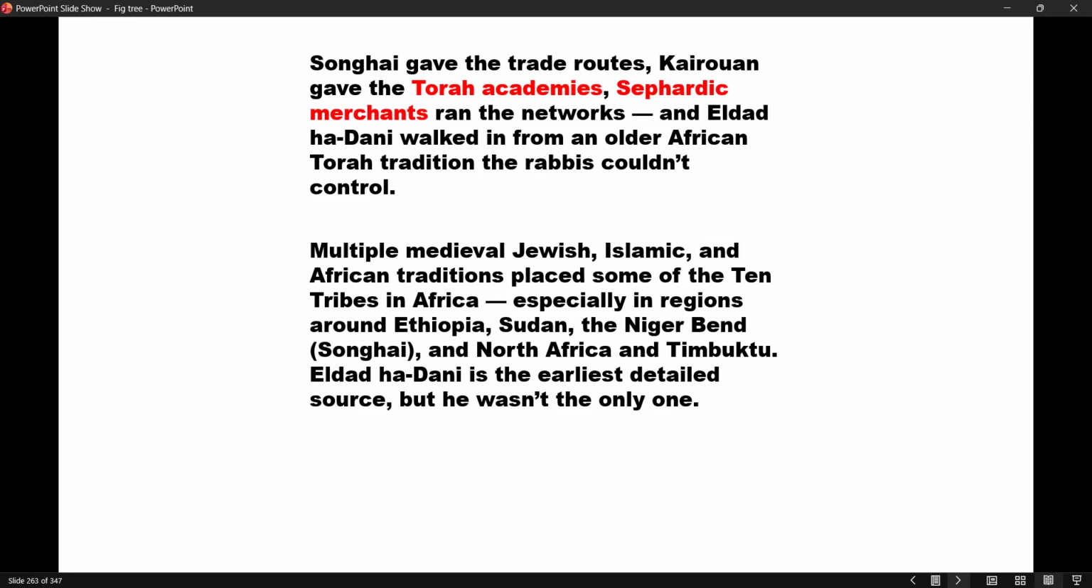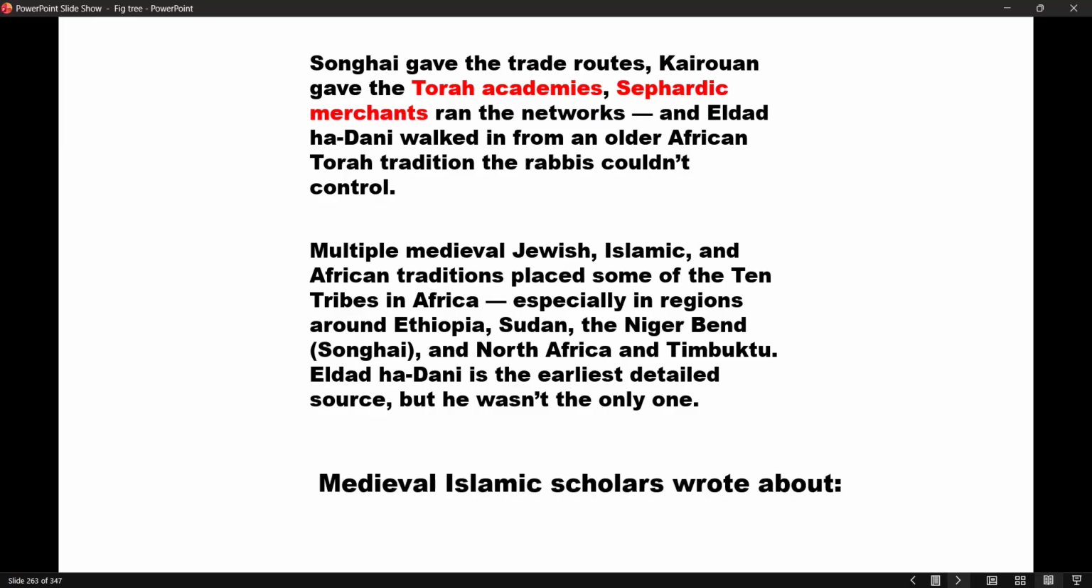So they know this, especially in regions around Ethiopia, Sudan, the Niger Bend, Songhai, North Africa, and Timbuktu, where they had all this great library, recording all these books and philosophies and all kinds of stuff for centuries, and they burnt that down. Eldad Hadani is the earliest detailed source, but he wasn't the only one.